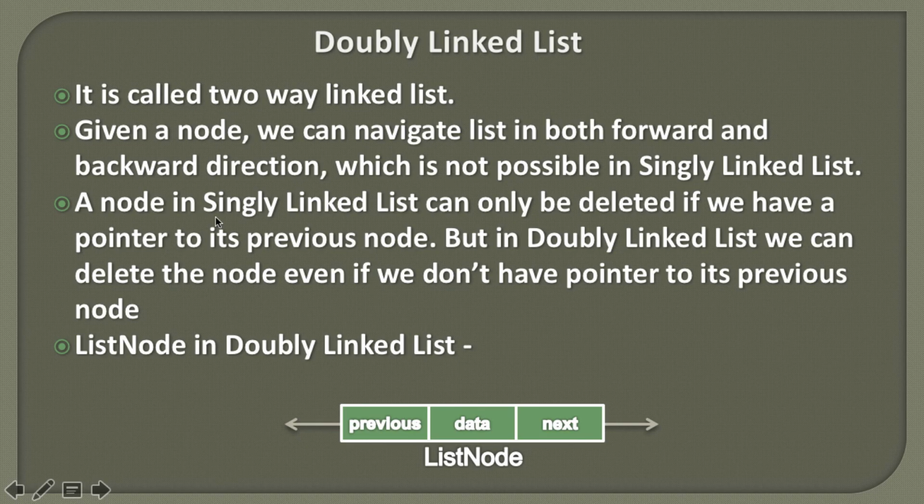And one other difference between singly linked list and doubly linked list is that a node in a singly linked list can only be deleted if we have a pointer to its previous node. But in a doubly linked list, we can delete the node even if we don't have a pointer to its previous node. As you saw, singly linked list moves in forward direction, so in order to break any chain or any node in between, we usually need a pointer to its previous node to delete the node after it. But in a doubly linked list, as we have these two pointers which help us in traversing forward and backward, we don't need any pointer to its previous node.